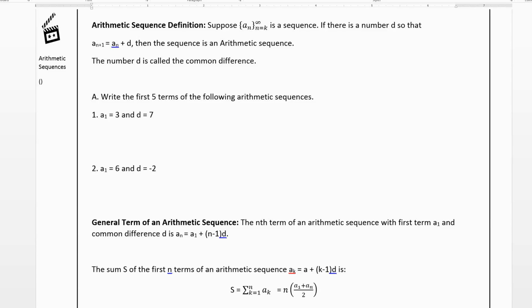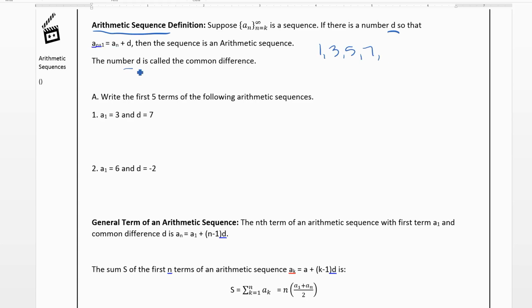Okay, now we're going to learn about two special types of sequences and series. The first type we're going to learn about are called arithmetic. So an arithmetic sequence is a sequence if there's a number d so that the next term equals the last term plus the number. So this just means you're adding the same number every time. And the number could be negative, so it could look like you're subtracting. So for example, if we had something like 1, 3, 5, 7, where we're just adding 2.